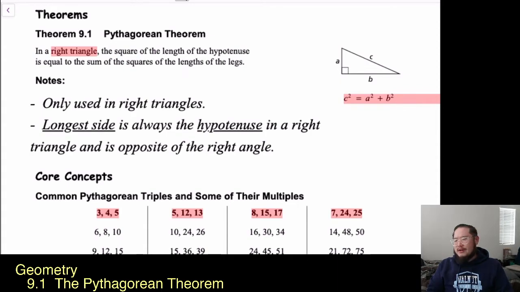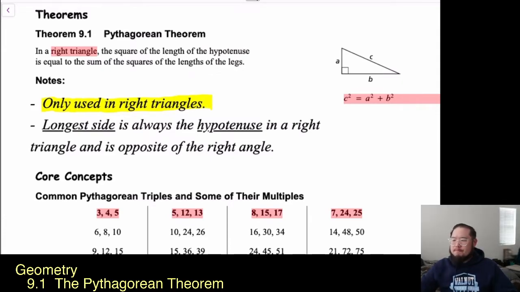It says right here in Theorem 9.1, in a right triangle, the square of the length of the hypotenuse is equal to the sum of the squares of the lengths of the legs. And so hopefully you remember, hey, in algebra, you use the Pythagorean theorem. It's only used in right triangles. Okay, so that's one of the main things right here that you could highlight or add to your notes. Only used in right triangles.